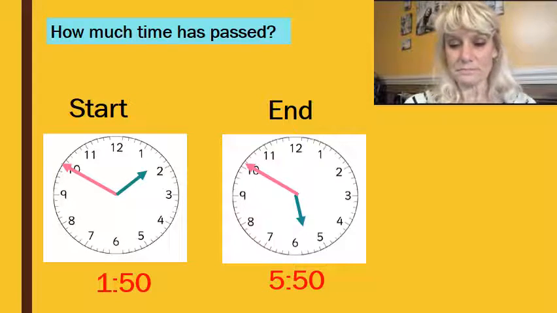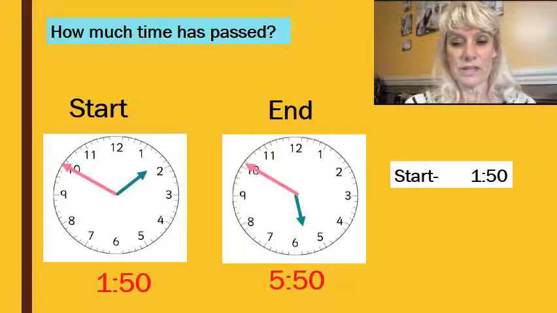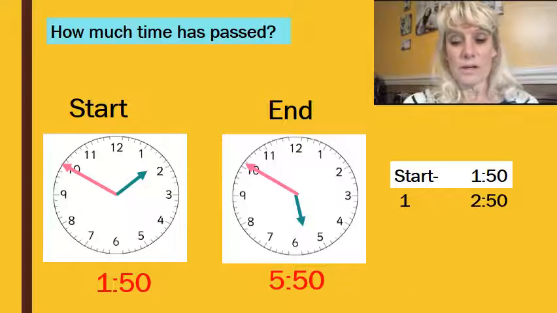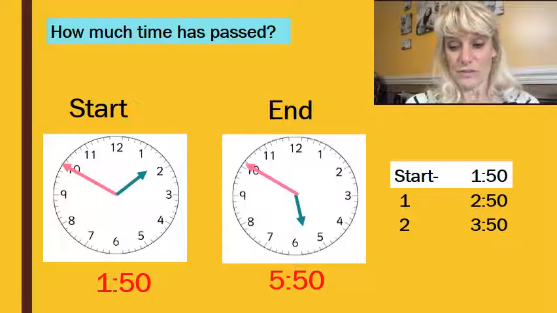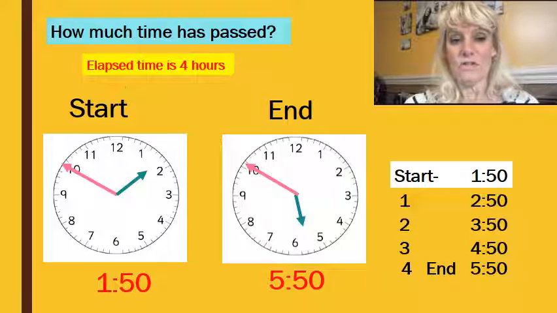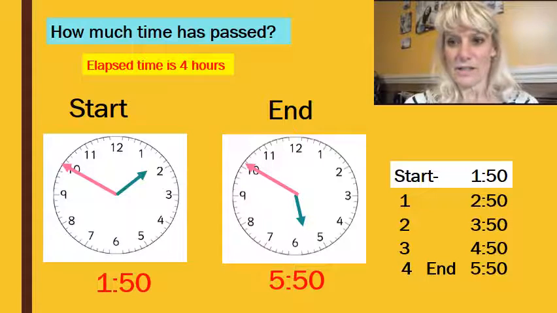Here's my strategy. First of all, I will say that I'm going to start at 1:50. In my class, we pound that in our hand. When we go up 1, that makes it 2:50. So that 1 hour has passed and it is now 2:50. 2 hours have passed and it's now 3:50. 3 hours have gone by and it's 4:50. 4 hours have gone by and it's 5:50. That means that 4 hours have elapsed from the start to the end. Let's try the next one.